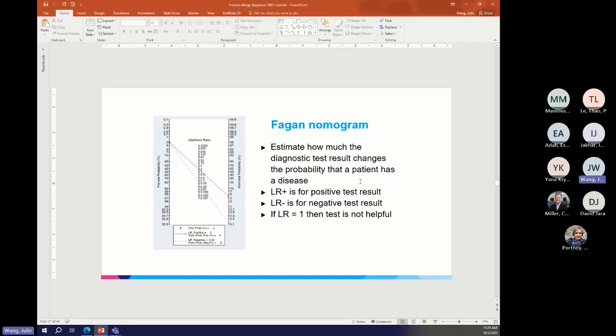So we use Fagan nomograms to help us think about this a bit easier. What this does is estimate how much the diagnostic test result changes the probability that a patient has a disease. So if, at the pretest probability, we thought that the patient had high or low probability of the disease, by having either a positive test, how much does that change the likelihood that the patient has the disease, or a negative test, it changes the likelihood that the patient doesn't have the disease.